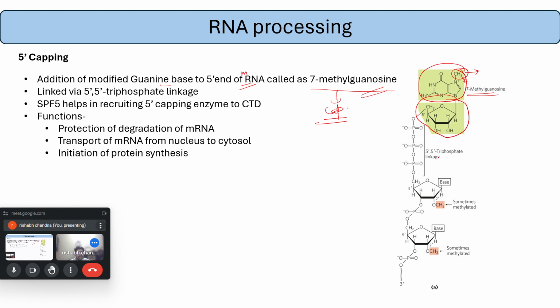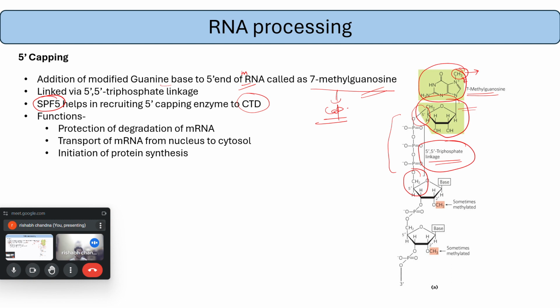It has a specific linkage, a 5 prime triphosphate linkage. This 5 prime end of the cap is linked to the 5 prime end of the first nucleotide with a triphosphate bridge. How it is added, we'll see in the next slide. The capping enzyme is recruited to the CTD. This is SPF5, the major capping enzyme found in eukaryotes that helps in capping of the mRNA.